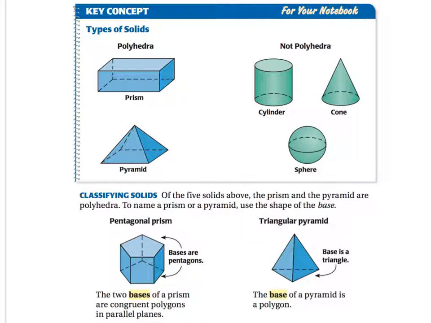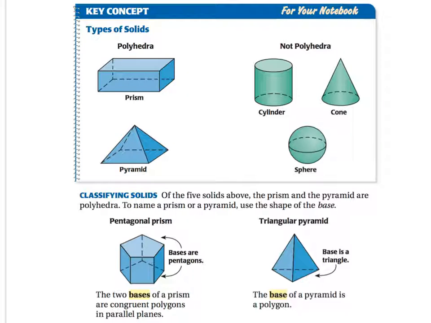Again, remembering that the 2 bases are congruent polygons that are parallel to each other and all other faces are going to be rectangular, that should help you identify what kind of prism you have, since you name a prism based off of what shape the bases are.